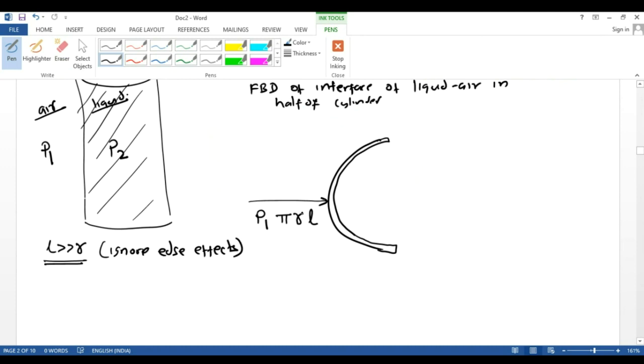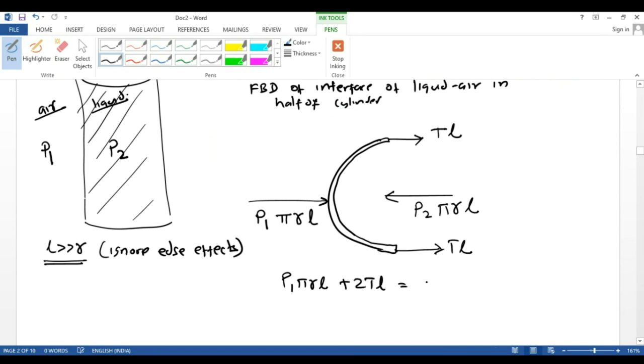So pi r into L is the area of the shaded half cylinder, and from inside there would be a force of P2 into pi r into L. And again, at the interface, everywhere at the interface there would be a force, T into L here, and here also T into L, and even here there is going to be a force of T into L, and this interface is again in equilibrium. So if you equate the forces, you will have P1 into pi RL towards right plus 2TL is equal to P2 into pi R.